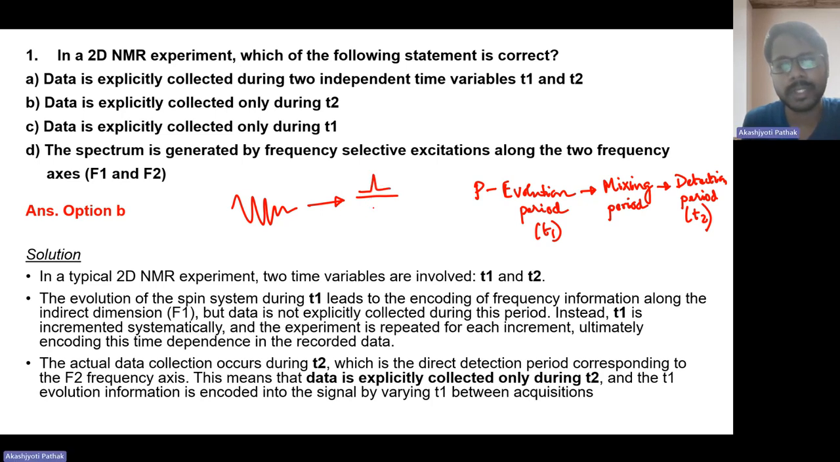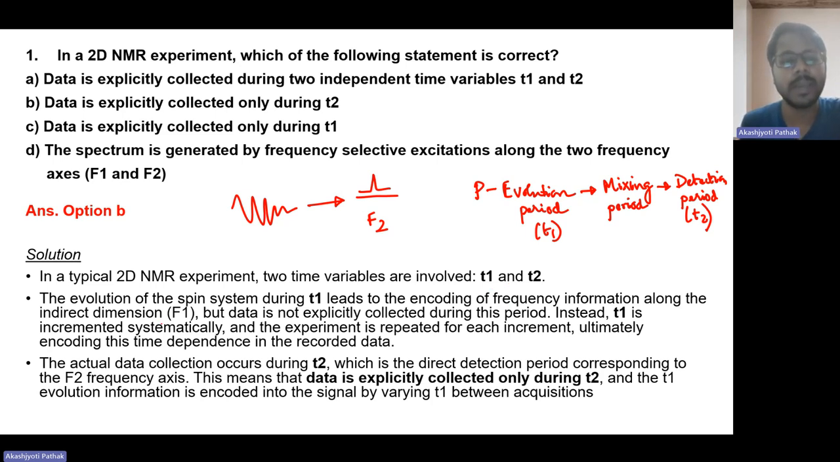into this by Fourier transform, and we get this F2, right? And then the intensities at each point are again Fourier transformed, and we get the frequencies in the F1 dimension, right? So the evolution of the spin system during T1 leads to encoding of the frequency information along the indirect dimension, but data is not explicitly collected during this period. So in this period, the data is not collected.